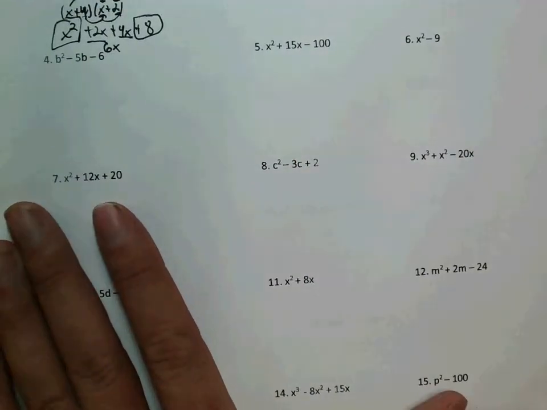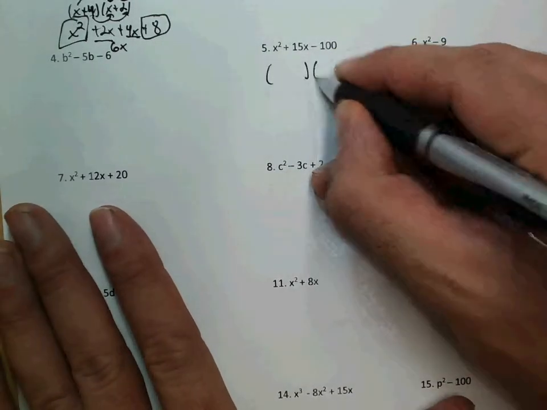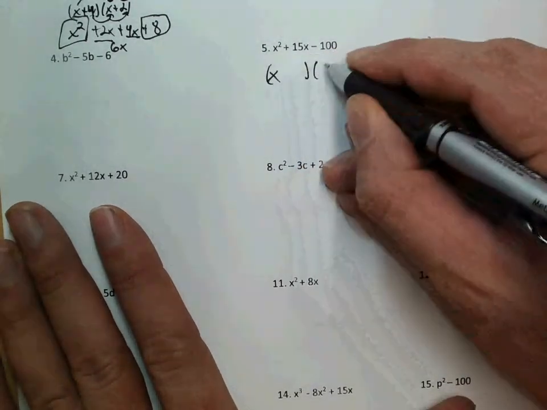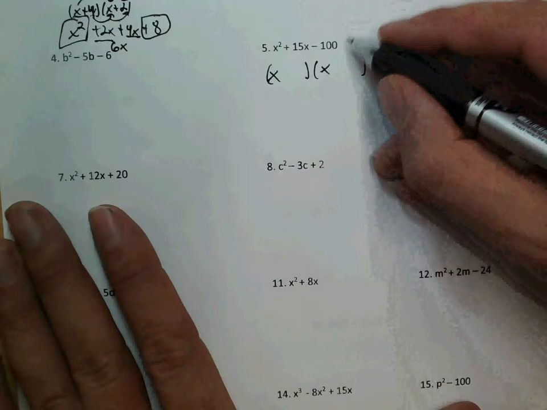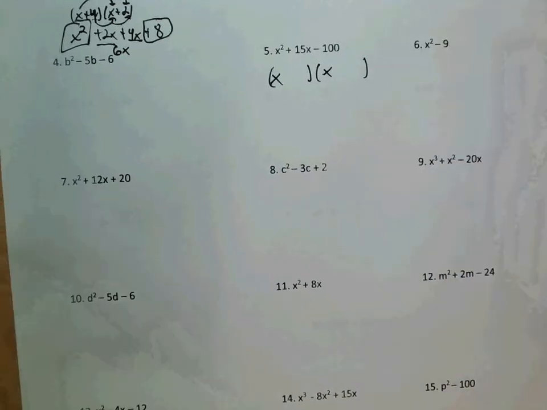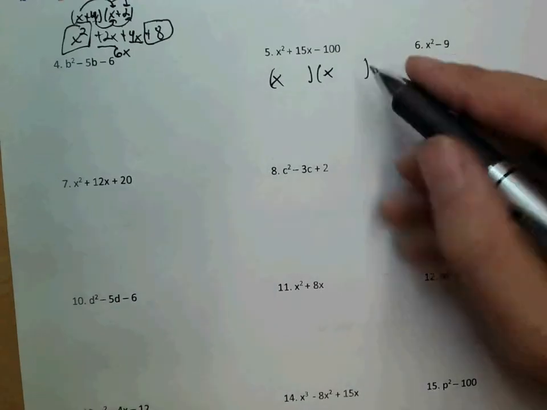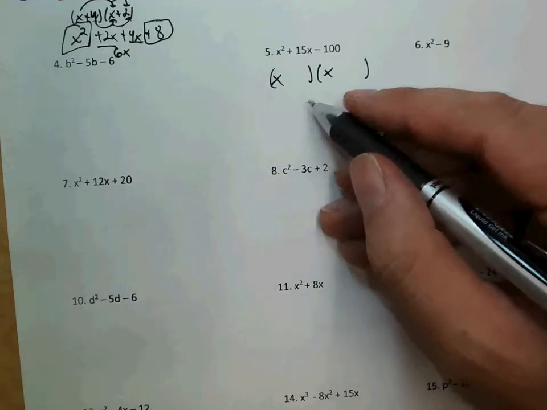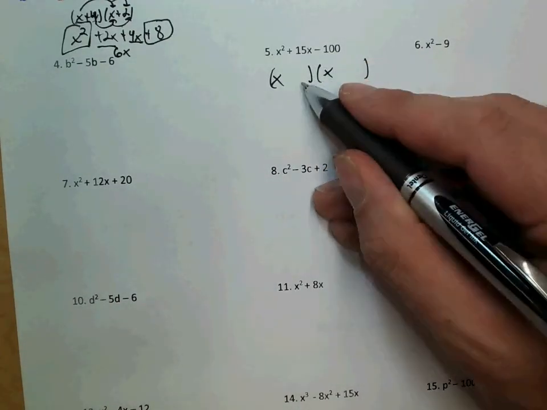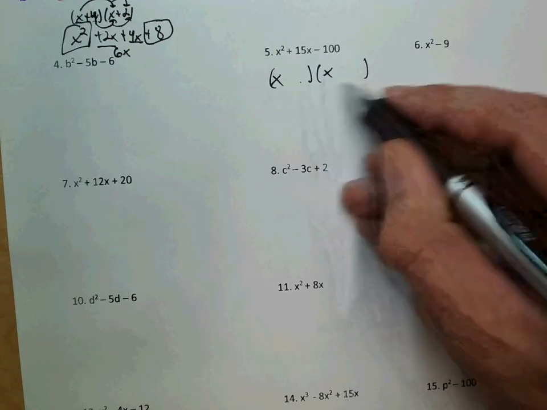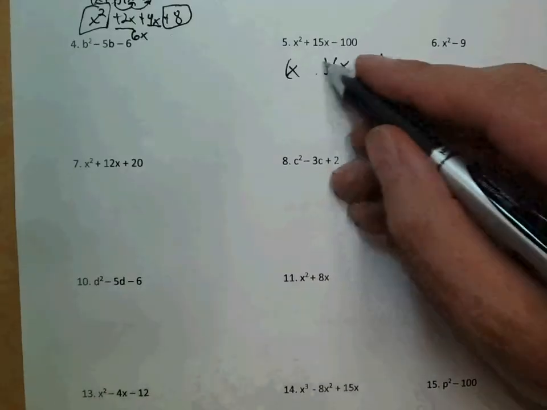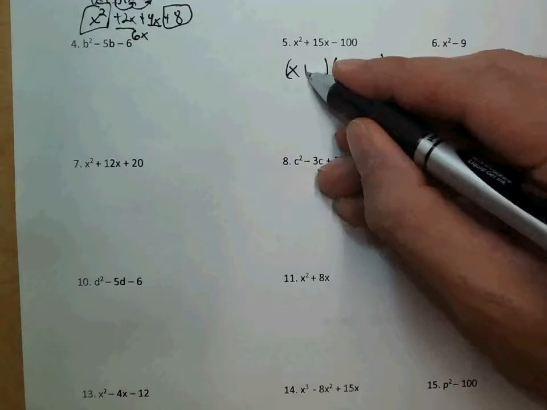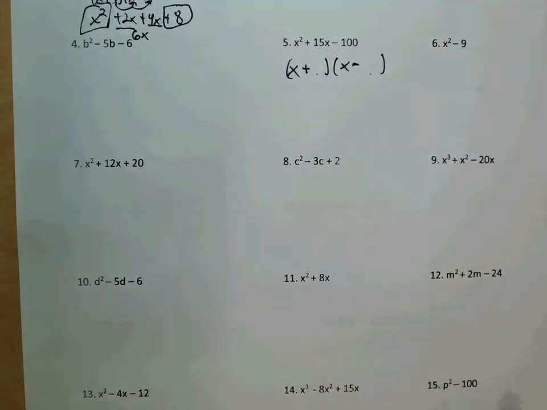This can be a little bit trickier when the numbers are bigger or when they're negatives, but it's never too bad. X times x gives you the x squared. We're looking for two numbers that multiply to make negative 100 that add to be 15. And if you don't see it right away, what I recommend doing is first thinking of what the signs have to be. The constants need to multiply to make negative 100. To multiply to make a negative, there has to be a positive times a negative.